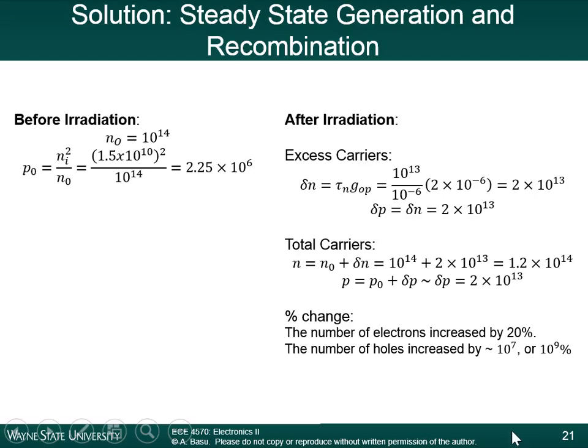The hole concentration is P0 plus sigma p. This is approximately equal to sigma p. Let's see why. The original hole concentration was 2.25 times 10 to the 6th. That's before irradiation. When we shine light on the material, the excess carrier concentration, the number of holes generated in the material, is 2 times 10 to the 13th. There's a 7 order of magnitude difference between these two numbers. So that's why P0 plus sigma p is approximately equal to sigma p, 2 times 10 to the 13th per centimeter cubed.